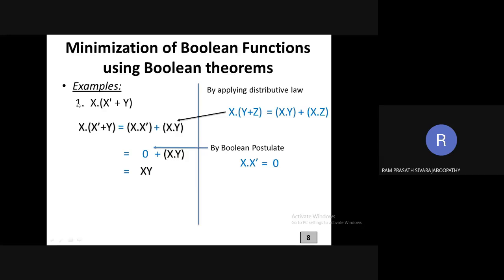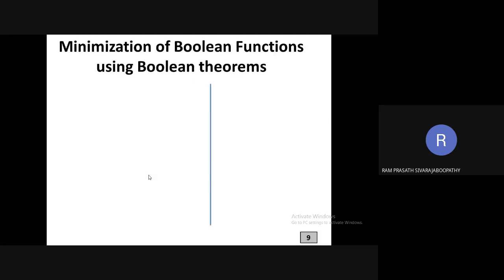So in the given expression we are having 3 literals. Literals means the occurrence of the variable in prime form or unprime form. So x is one literal, x bar is another literal, and y is another literal. Simply put, each occurrence of a variable is a literal. In the given expression we are having 3, in the minimized we are having 2 literals, x and y. Okay, very good. Now let us see the next problem.